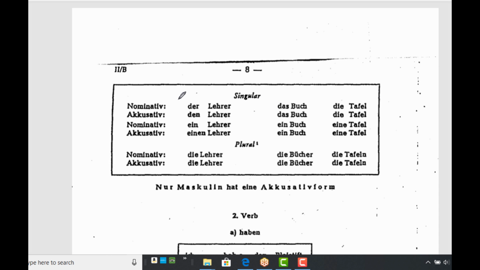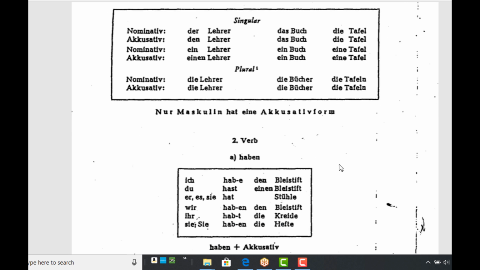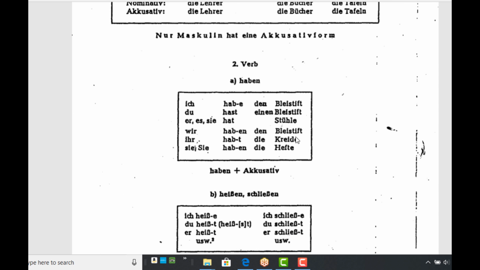So you have the nominative, accusative, der Lehrer, den Lehrer, everybody? Der Lehrer, den Lehrer. Ein Lehrer, einen Lehrer. Good. Okay. Then the verbs, we've had the verb to be. Here's the verb to have.